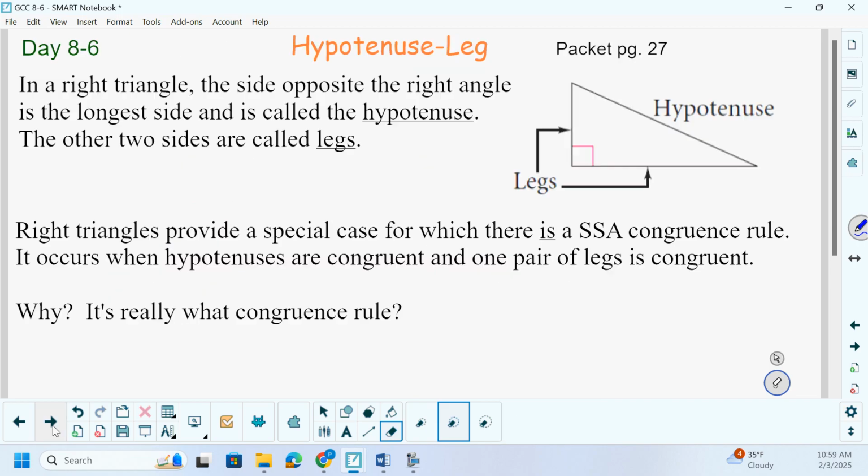All right, so if we flip over to page 27, our last piece of new material for this unit is we are going to learn a fifth way to prove triangles congruent.